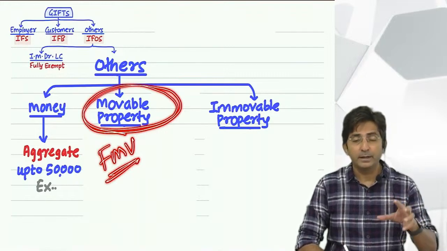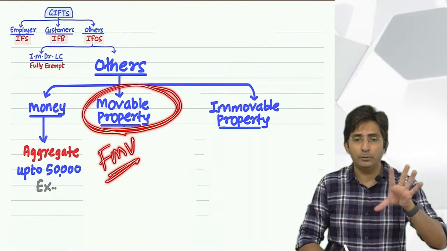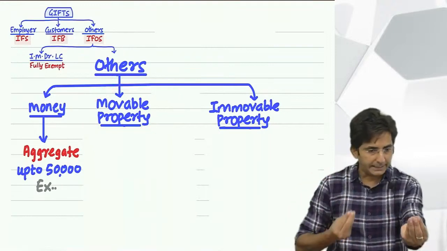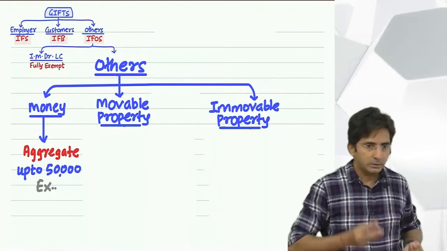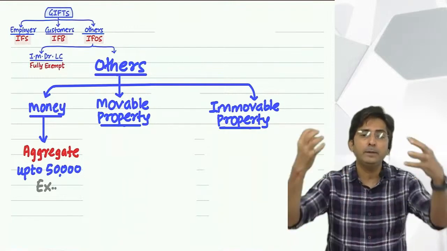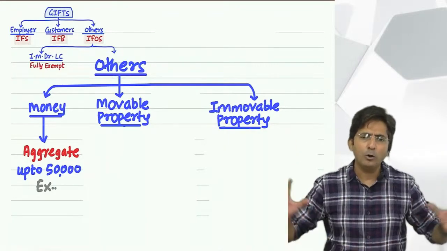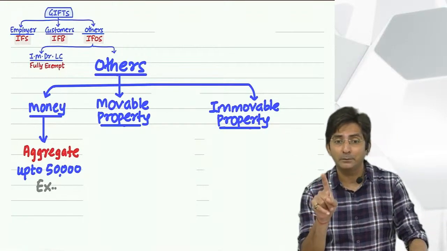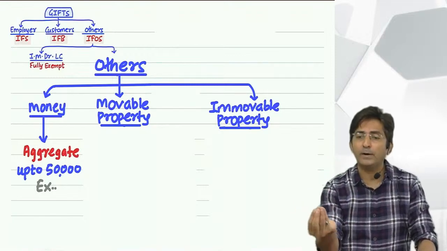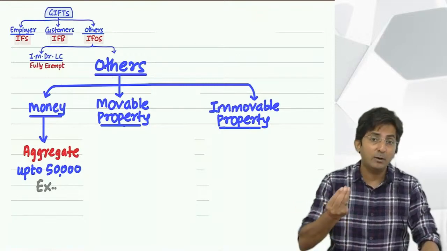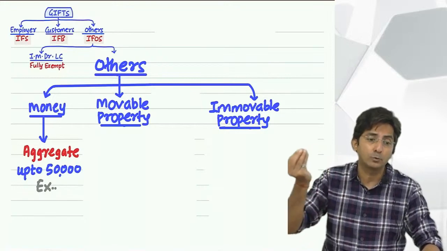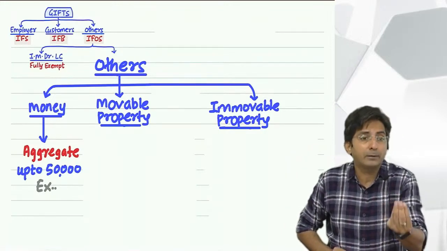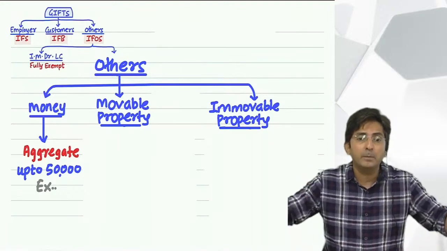What is FMV? Fair market value. For example, he gave me gold, she gave me gold, he gave me gold, she gave me gold. Many people are giving me gold. So I will add all the golds combined. But what will I add? Market value. For example, he gave me 5 grams of gold, so I will have to find out the market value of 5 grams of gold. She gave me 2 grams of gold, so I will find the market value of that. This way I have to add up all the market values.